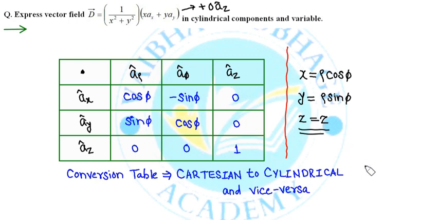Okay, fine. Now we will begin with the numerical. You just take a screenshot of this table, or write it somewhere, so that we can directly write the dot product between these vectors. Okay, fine.